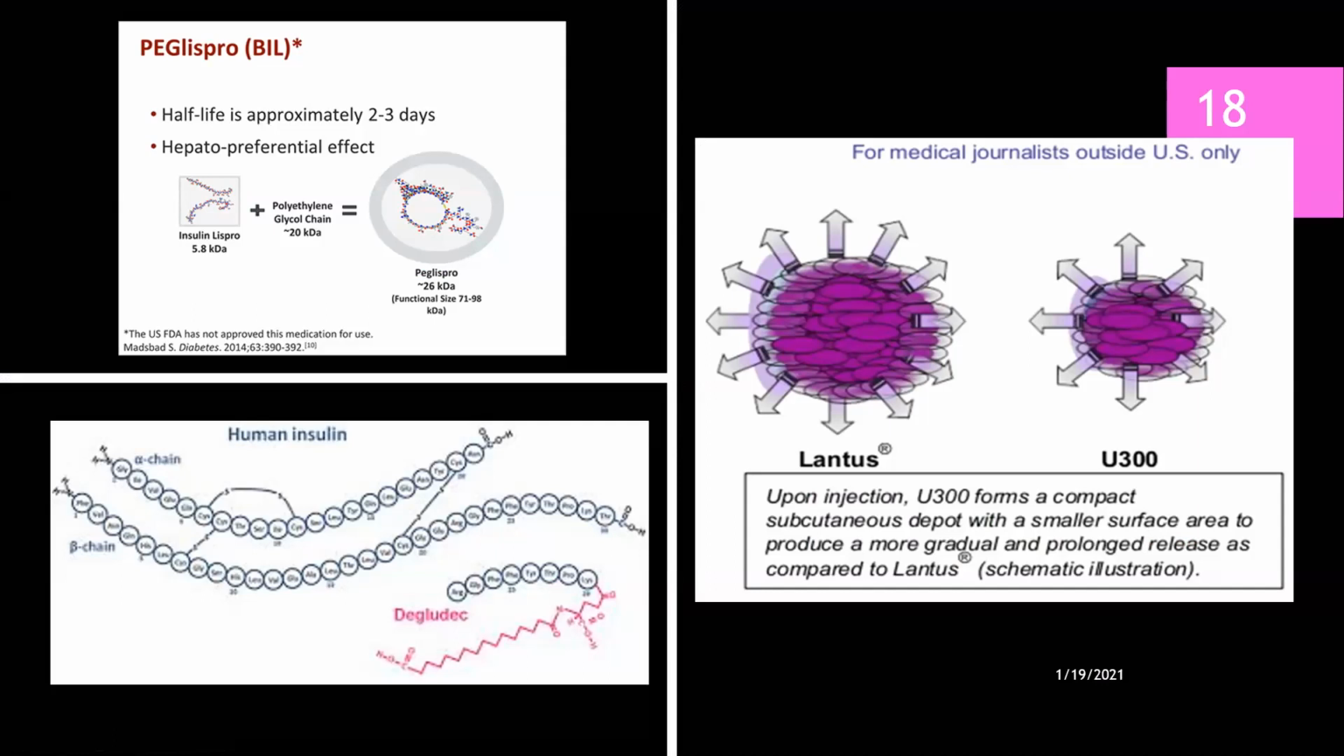Here you can see the degludec in human insulin, and here you can see the glargine, which was originally marketed as Lantus and is now in a more concentrated form. The more concentrated U300 form is shown here. It forms a compact subcutaneous depot with a smaller surface area to produce a more gradual and prolonged release as compared to Lantus.